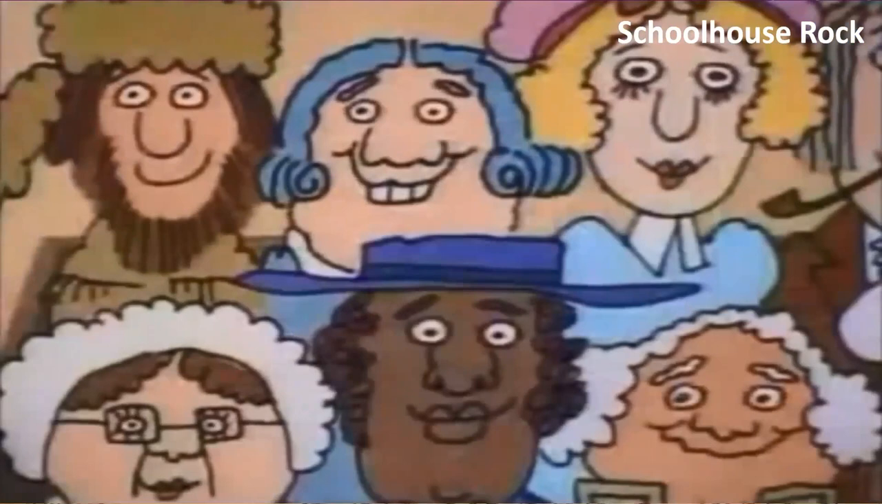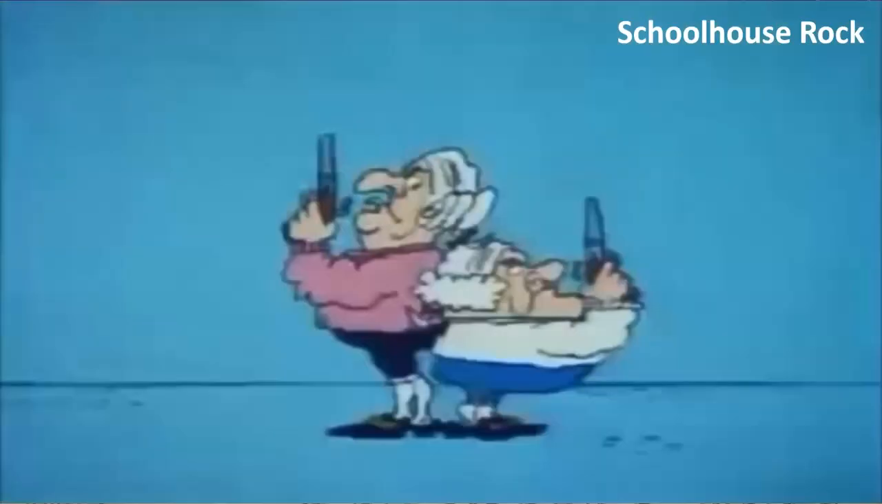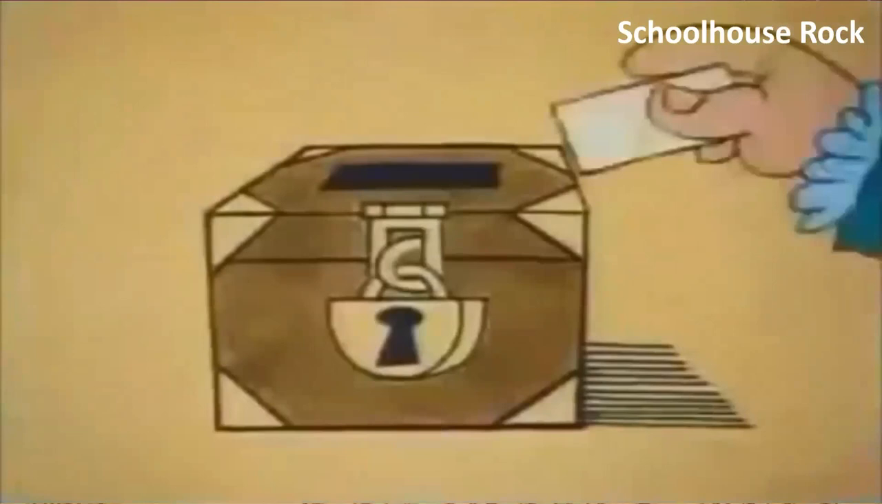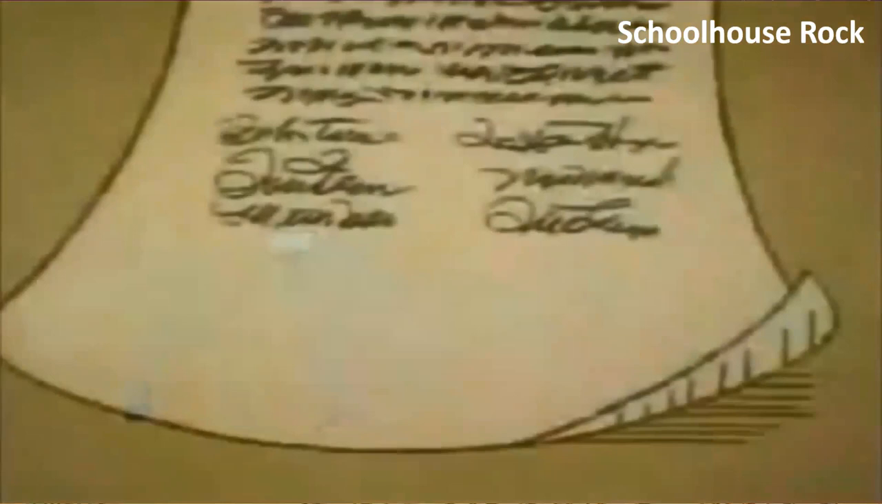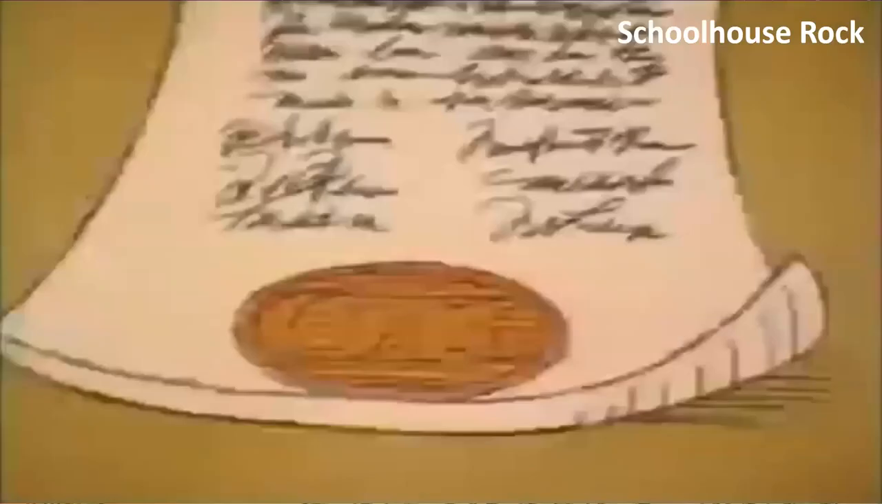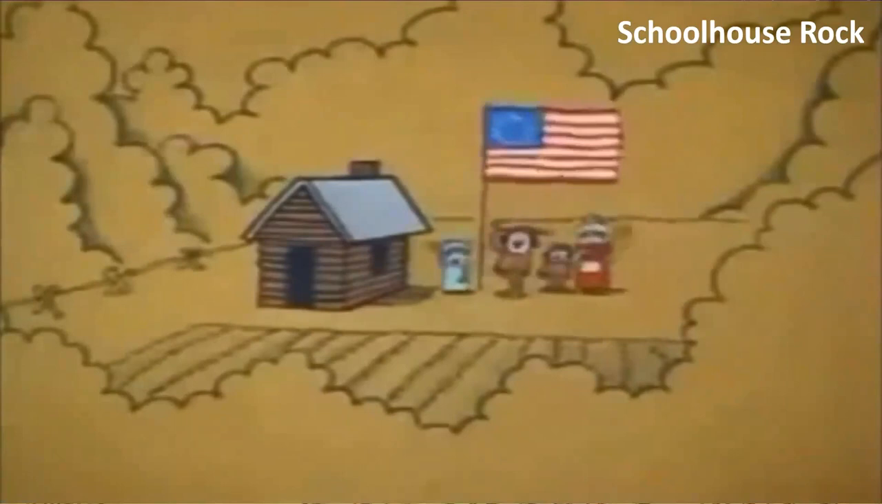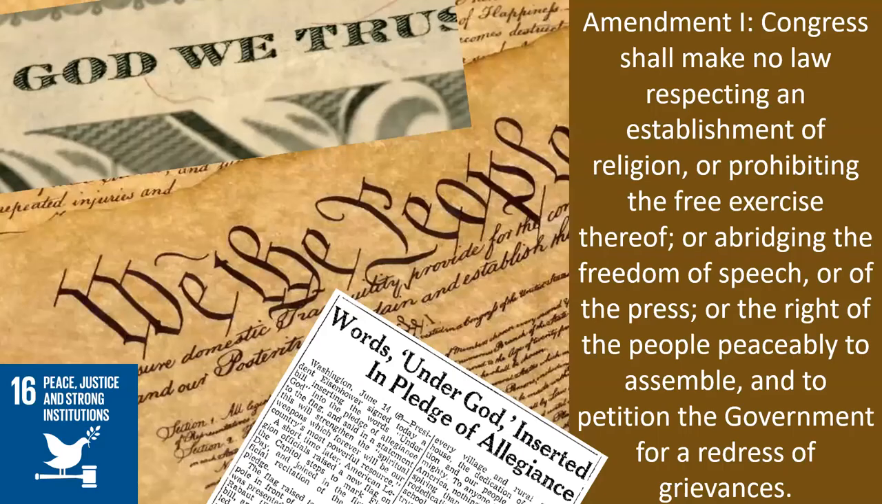The first part of the Constitution is called the preamble and tells what those founding fathers set out to do. We the people, in order to form a more perfect union, establish justice, ensure domestic tranquility, provide for the common defense, promote the general welfare at hand, secure the blessings of liberty, to ourselves and our posterity, do ordain and establish this Constitution. America, 1787. And then it goes through the refrain a second time.